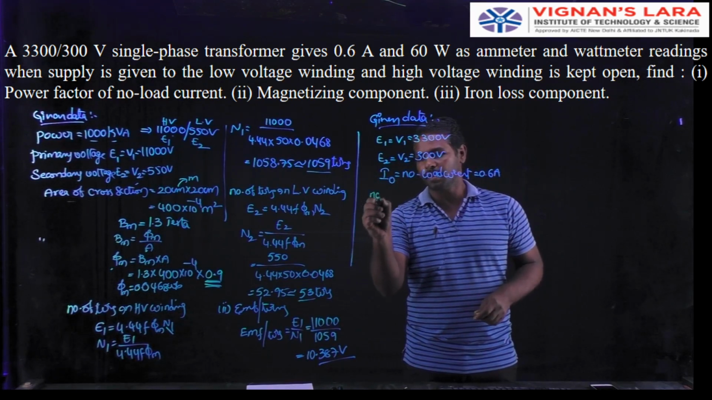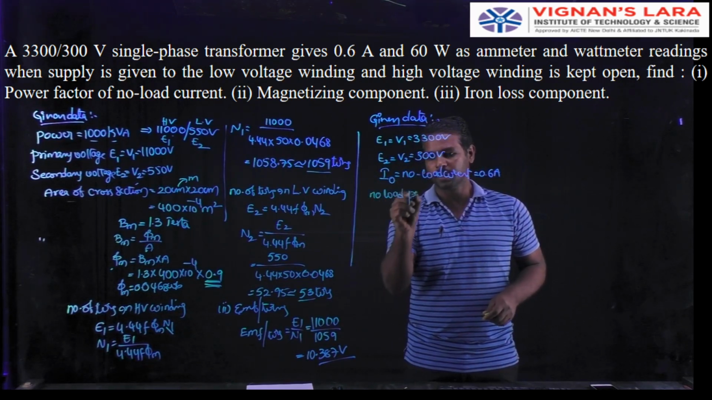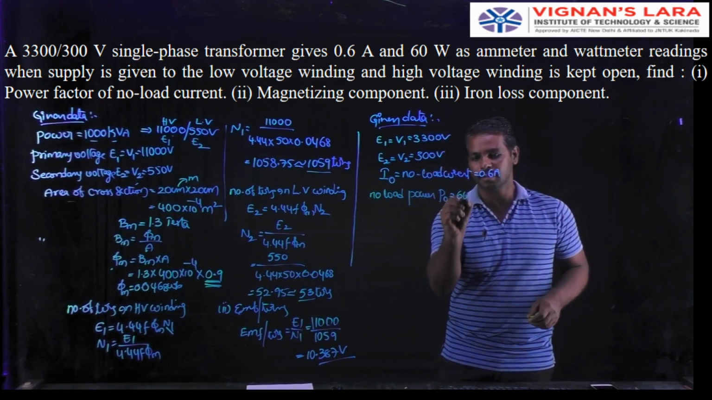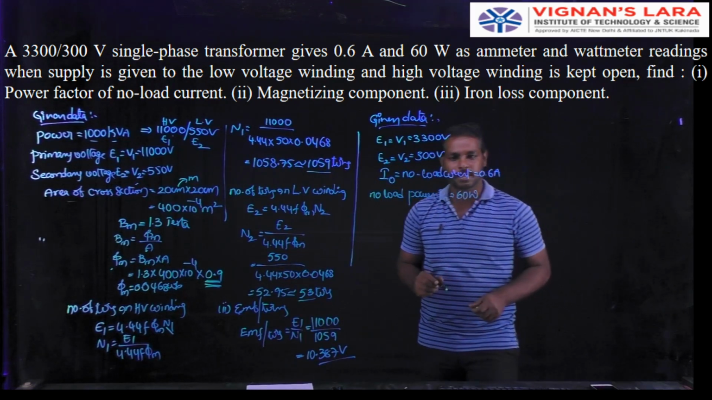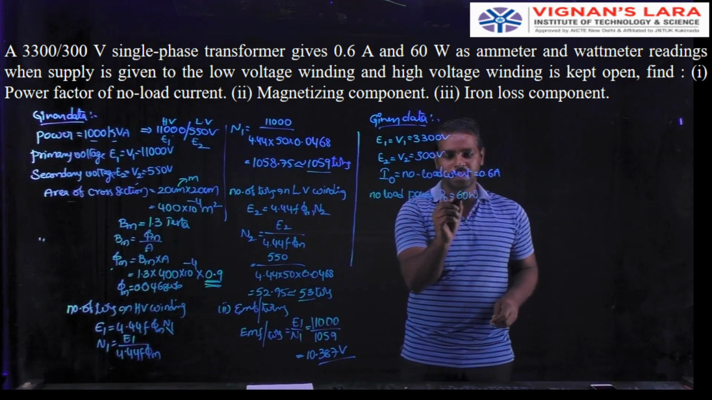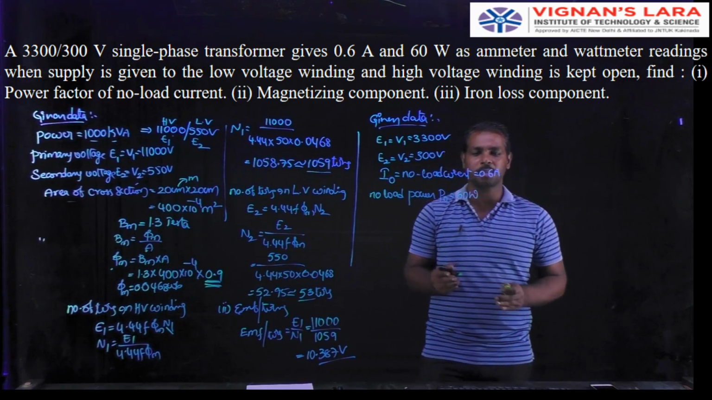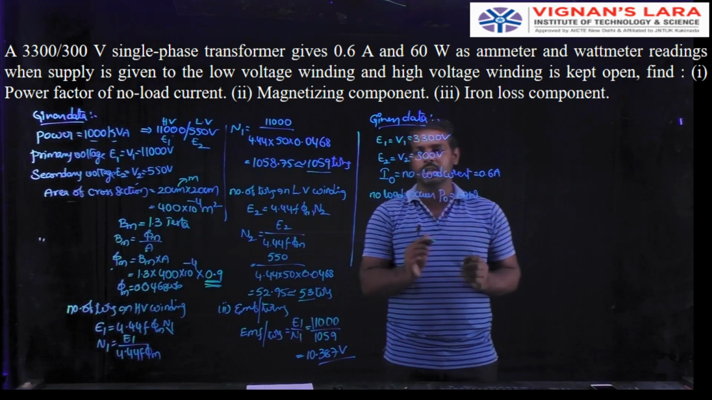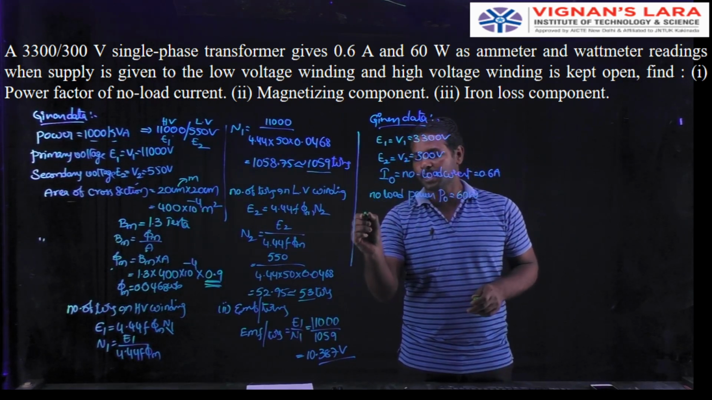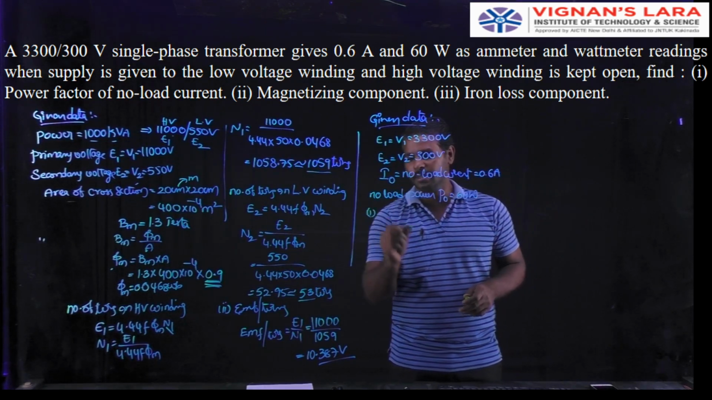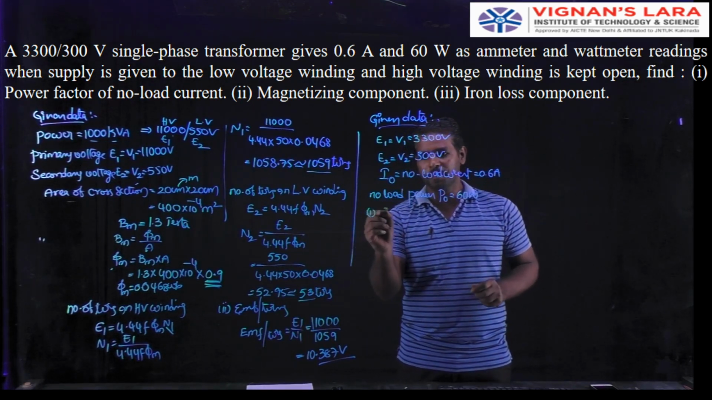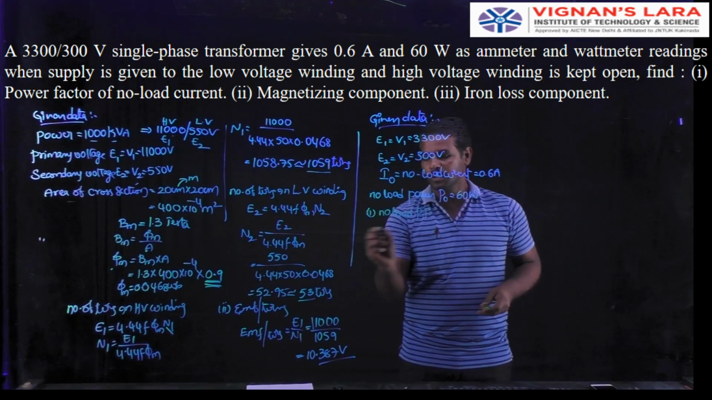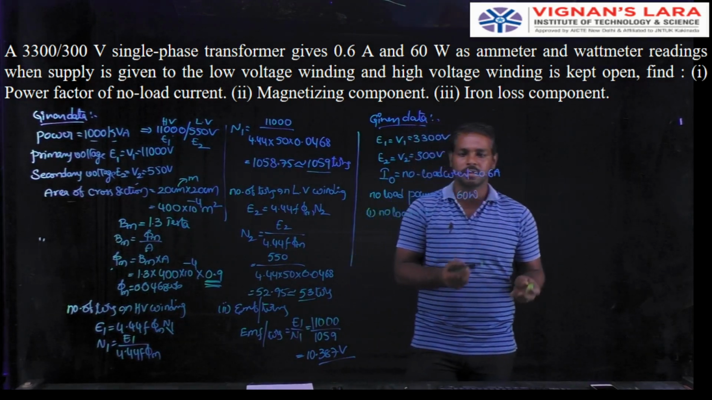So no load power, P naught is equal to 60 watts. So that means 60 watts always represents the summation of hysteresis and eddy current losses. So in this, we can find out two parameters. The first one is the no load power factor. The second one is the magnetizing component and loss component.